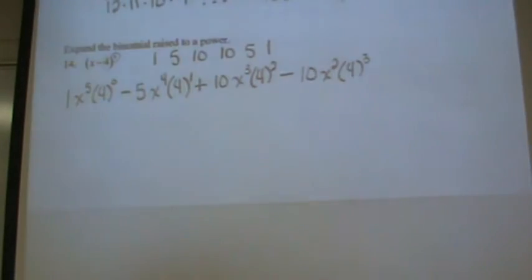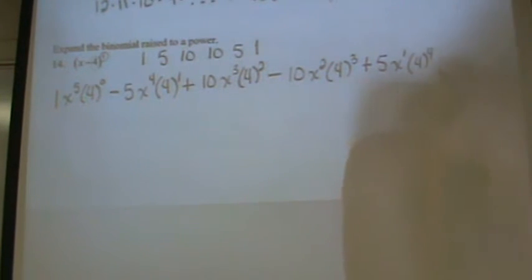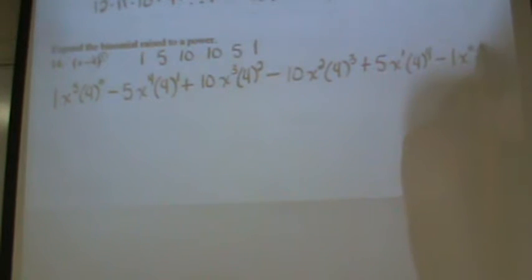Our next term we're subtracting because we're again alternating our signs. Our coefficient is 10. X is squared now. 4 is being cubed. Adding our next term, our coefficient is 5. X to the first, 4 to the 4th. And our last term, our coefficient is the 1. X is to the 0 power now, and 4 is to the 5th.